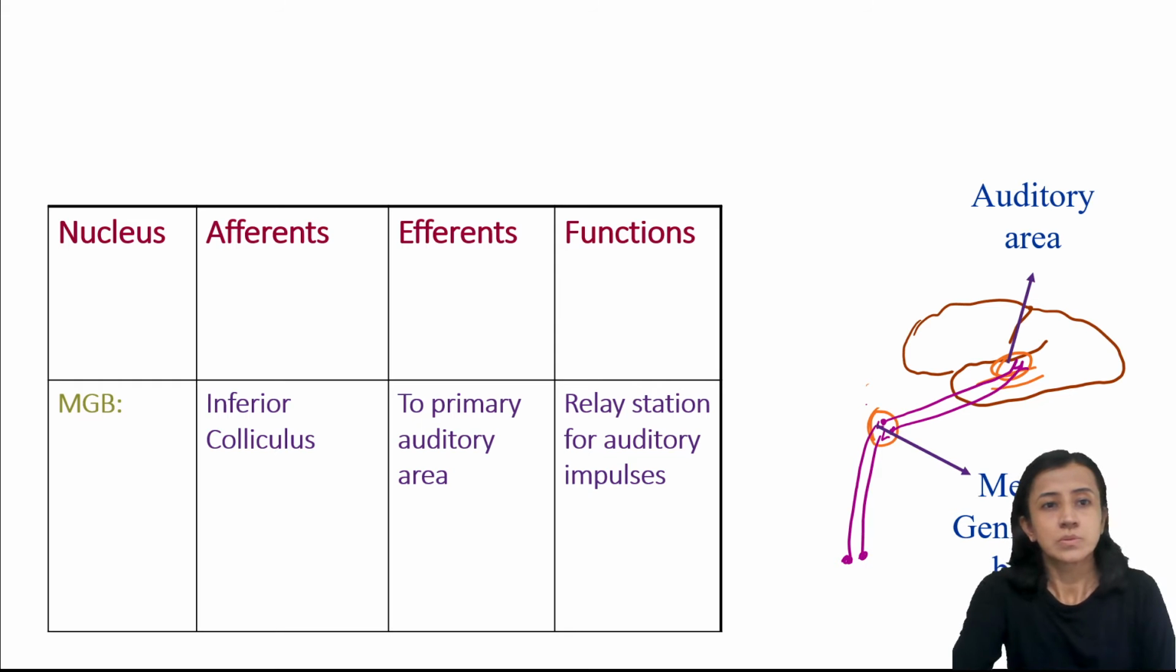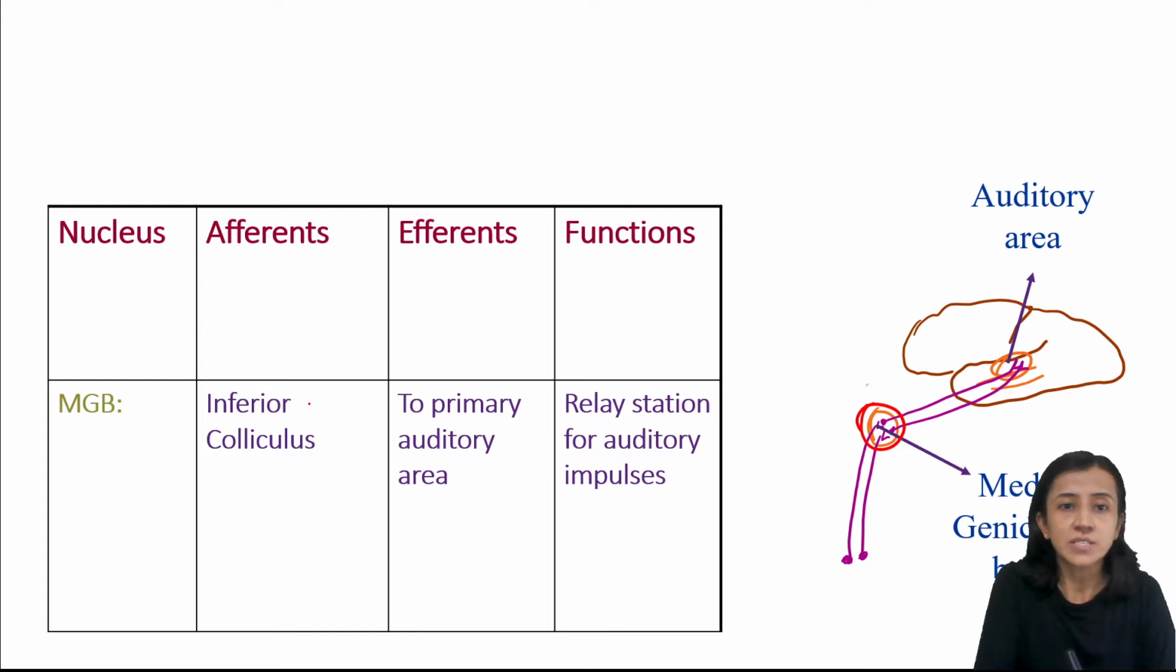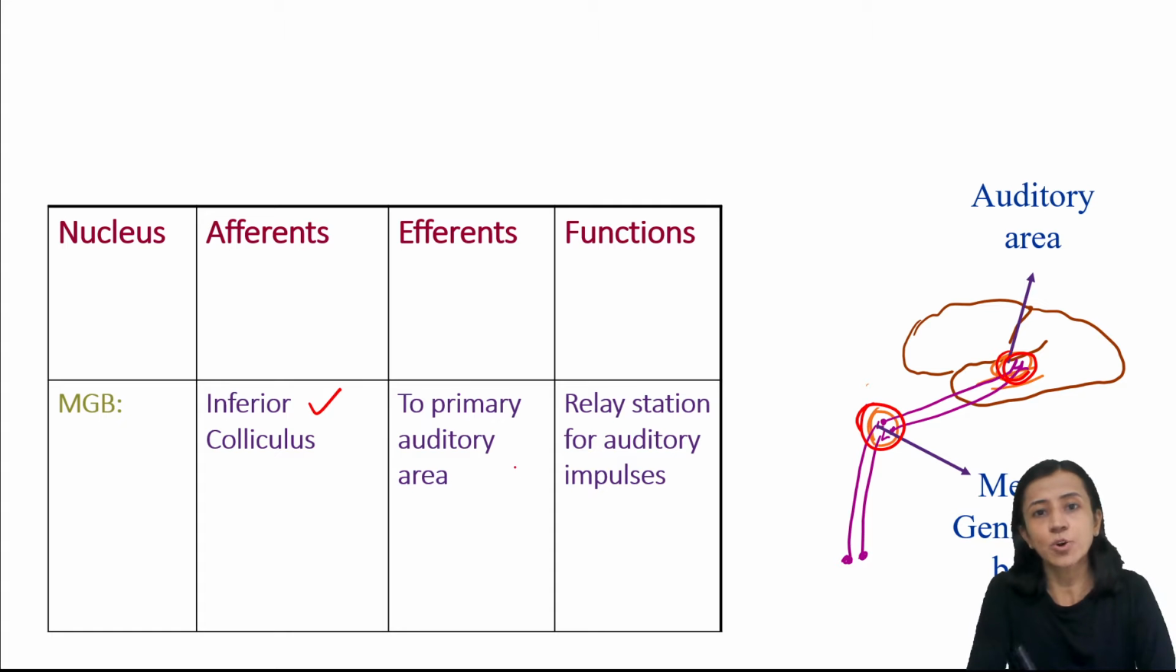Now, another is the medial geniculate body. Here, this is the medial geniculate body. Afferent fibers to the medial geniculate body come from the inferior colliculus, and efferent is given to the primary auditory area in the brain, and this acts as a relay center for auditory information.